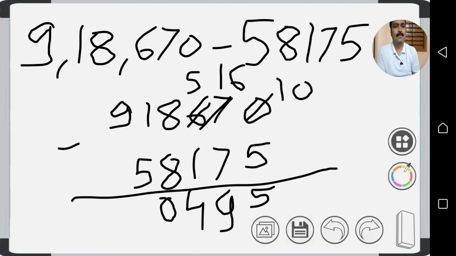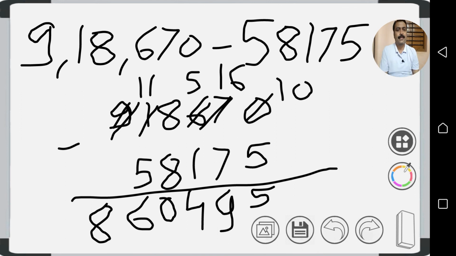Now look at 10,000 place: 1 minus 5, that is not possible here. So to continue that subtraction, we take 1 carry from 9, and at 11, from 11 we subtract 5, that remaining 6 here. Now 1 carry is less from 9, so instead of 9, into the main answer we take 8 here. That's why we get the answer as 8,60,495. So in this way, without making columns in the vertical arrangement, we also do the subtraction of the given two numbers.